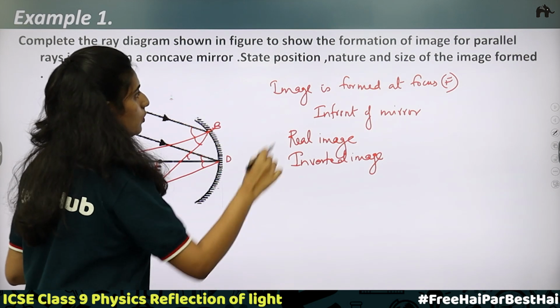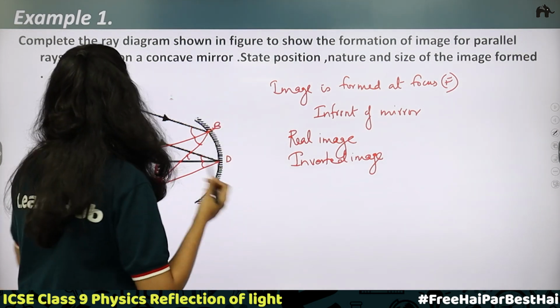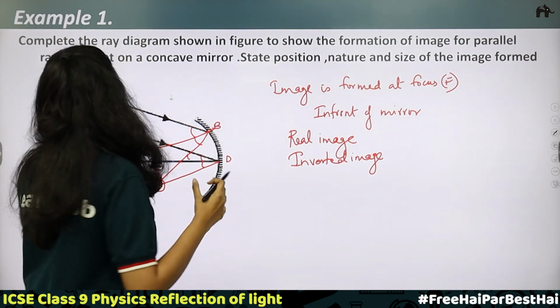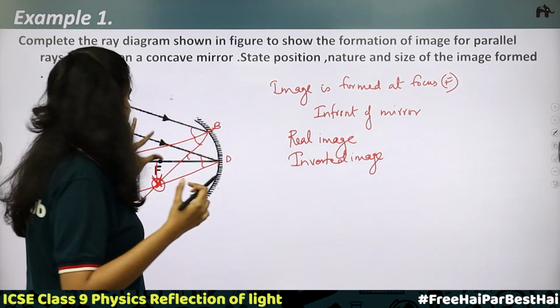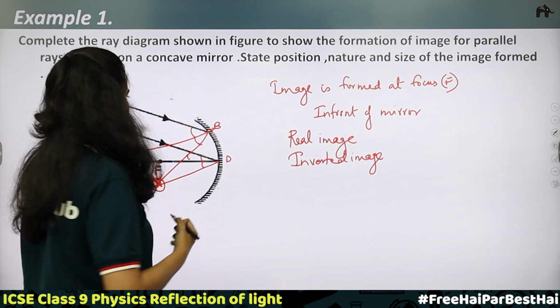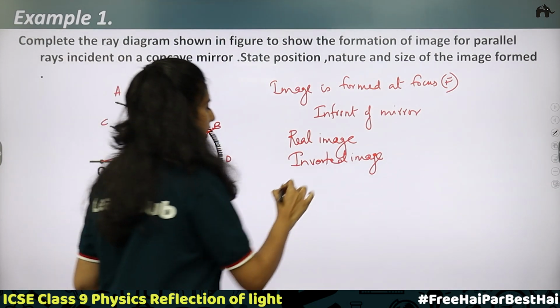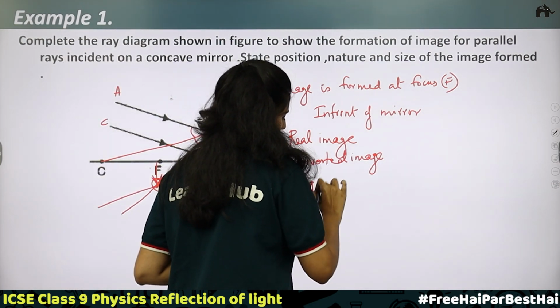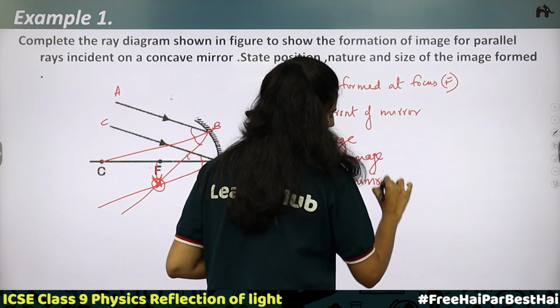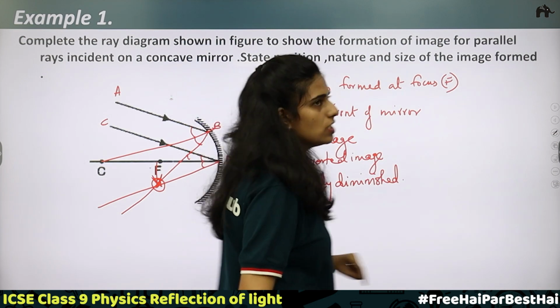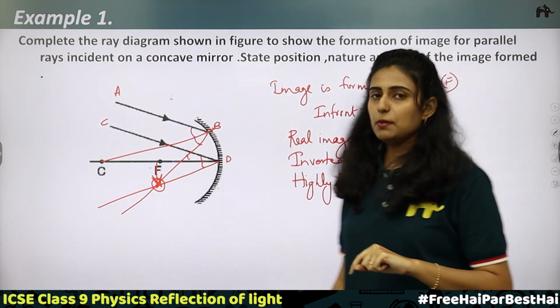Third, we have to find the size of the image formed. What has happened to the size? We are considering a faraway object. The size of the image will be smaller than the size of the object. It will be highly diminished. Highly diminished, or in simple words, a diminished image is formed. So these are the properties of the image formed.